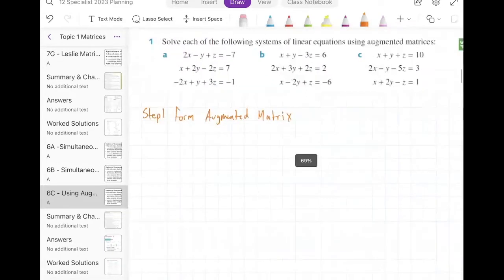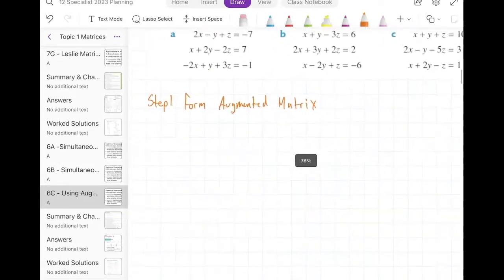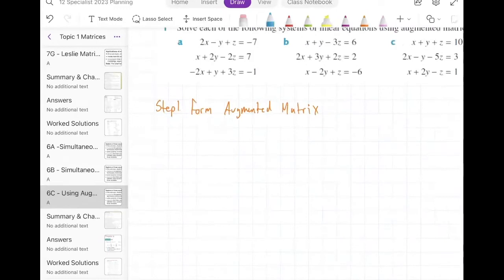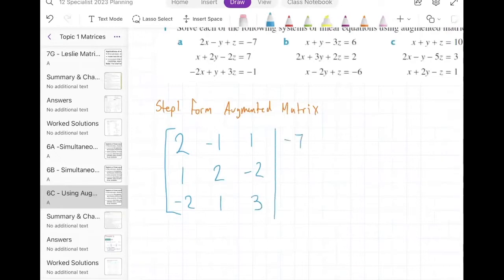Here with step 1, we are trying to form an augmented matrix. So let's make our augmented matrix. That's going to look like our coefficients: 2, minus 1, 1, 1, 2, minus 2, minus 2, 1, 3. I draw my line, and now I do my solutions, minus 7, 7, and minus 1. So there's my augmented matrix for question 1, part A.